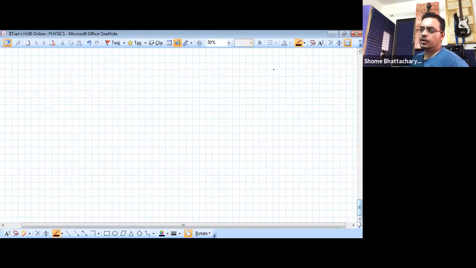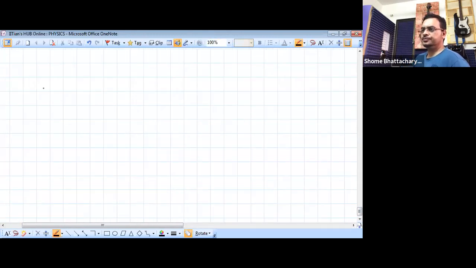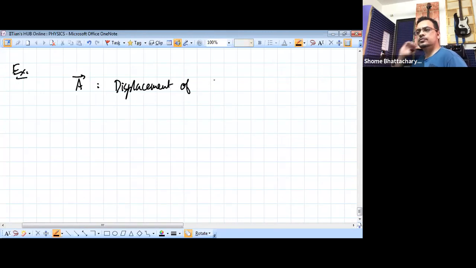But that's exactly the point, Karan. Now we have to see that if that angle is not 90, then what we would have done. So let's see another example. Now suppose we have this case, that E is a displacement of say 20 kilometers towards west.